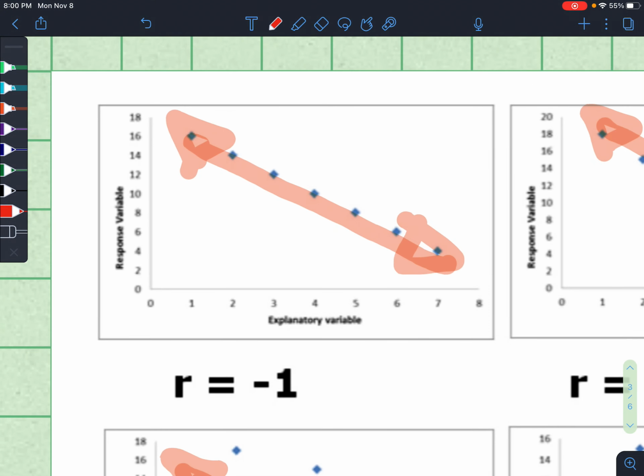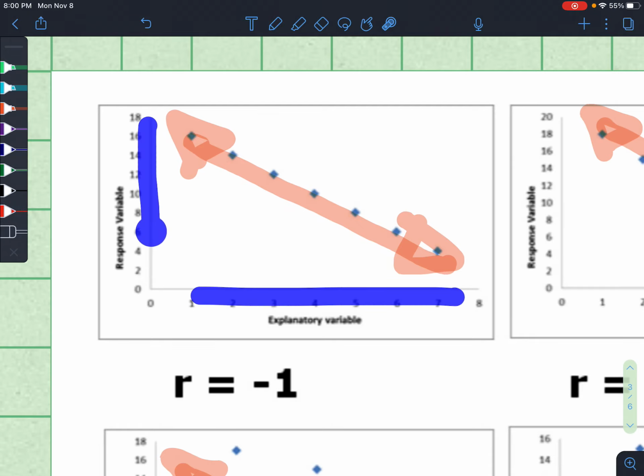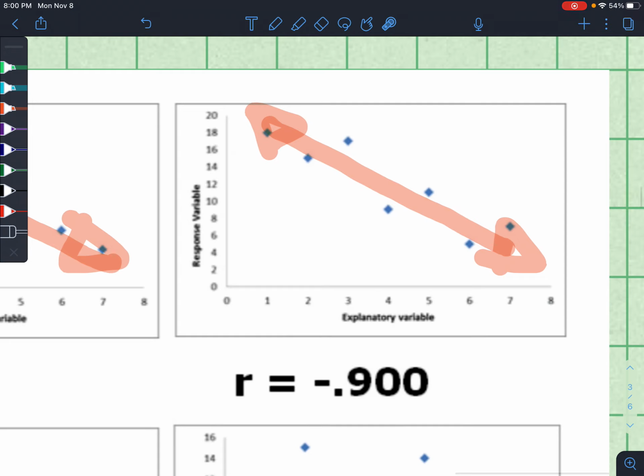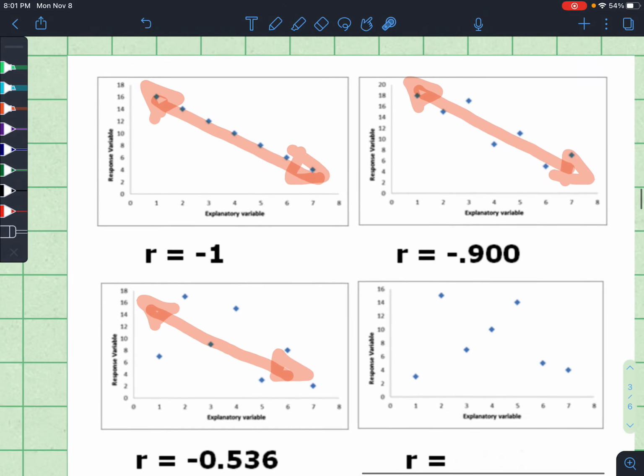Here's a case of R being -1. Notice how all the dots are lining up exactly in a line. Notice as the explanatory variable increases, the response variable decreases. So that's why it's negative. Here's again another negative, not quite as strong. So the R value there is -0.9.